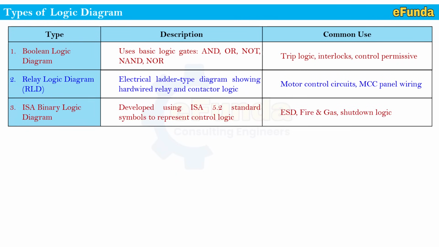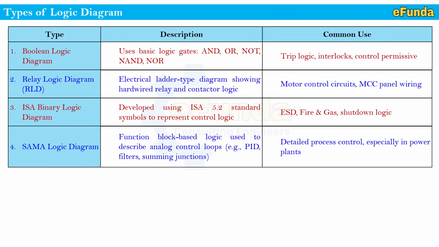Third, ISA binary logic diagram. Description: developed using ISA 5.2 standard symbols to represent control logic, and commonly used for ESD, fire and gas, shutdown logic, etc. Fourth, SAMA logic diagram, functional block based logic used to describe analog control loops, for example PID, filter, summing junction, etc. Used for detailed process control, especially in a power plant.